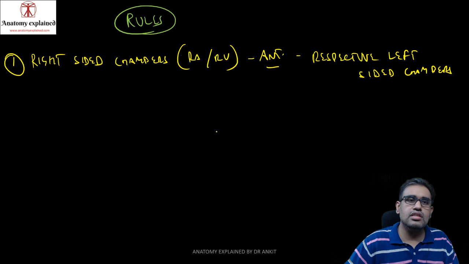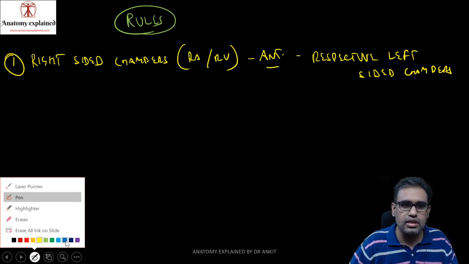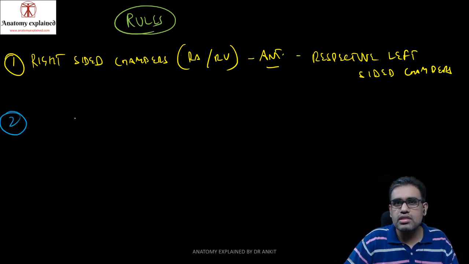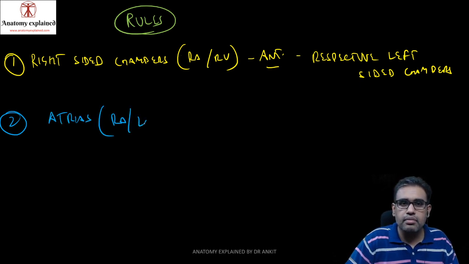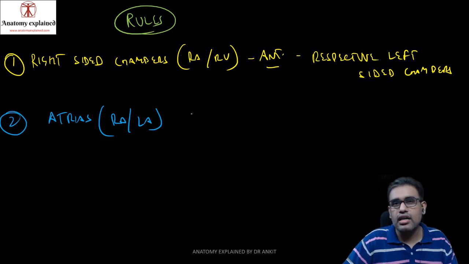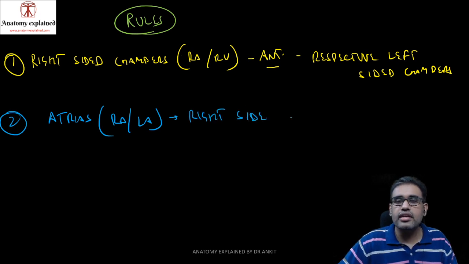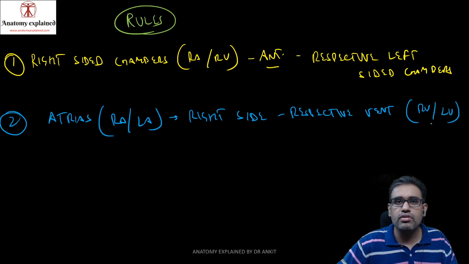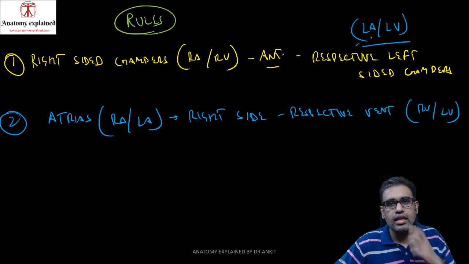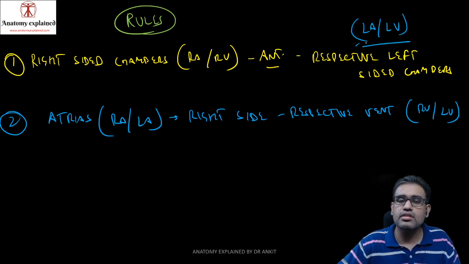First understand these two rules, then we'll proceed further to understand the other details. The second rule says that the atria, what are the atria? The right atrium and the left atrium. Both the atria, in relation to their ventricles, are present more on the right side. So both the atria are to the right of their respective ventricles. Respective ventricles means the RV and the LV over here, and the respective left-sided chambers were LA and LV. So remember these two things, and then things would be easily sorted out.